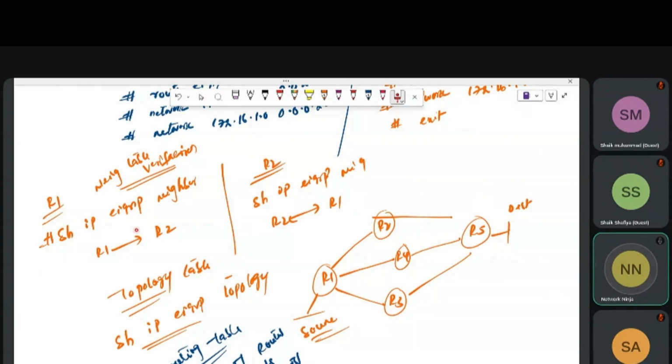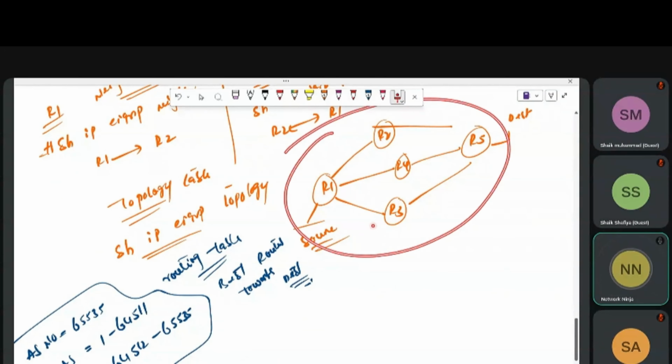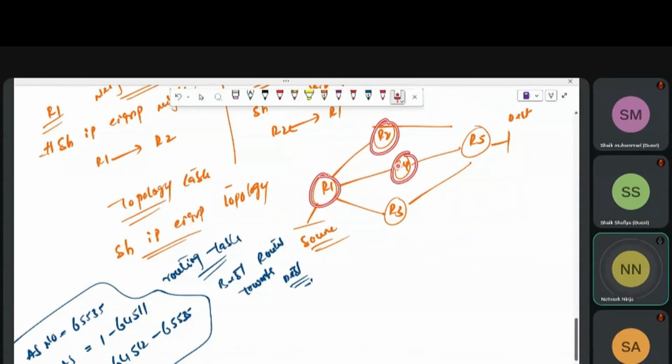To verify the neighbor table, the command is show ip eigrp neighbor. To verify the topology table, which contains the information of the complete topology, R1 will have information of router 2, router 3, router 4, and router 5 as well. To check the topology table, the command is show ip eigrp topology. And the routing table will contain the information about the best route towards the destination. To verify the routing table, the command is show ip route eigrp.